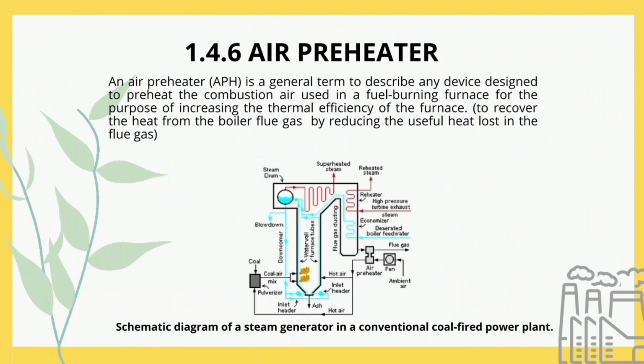Next slide is air preheating. An APH, short for air preheater, is a general term to describe any device or component designed to preheat the combustion air used in a fuel burning furnace for the purpose of increasing the thermal efficiency of the furnace. The purpose of the air preheater is to recover heat from the boiler flue gas by reducing the useful heat lost in the flue gas. So here is also a schematic diagram of a steam generator in a conventional coal-fired power plant that also uses an air preheater.